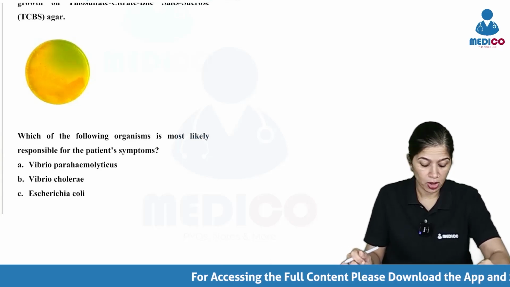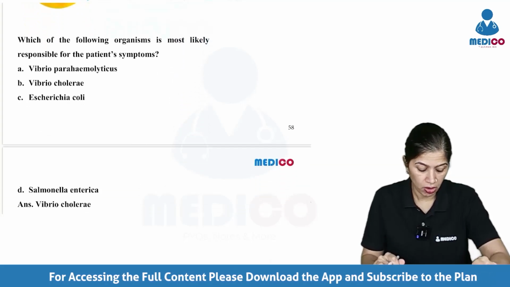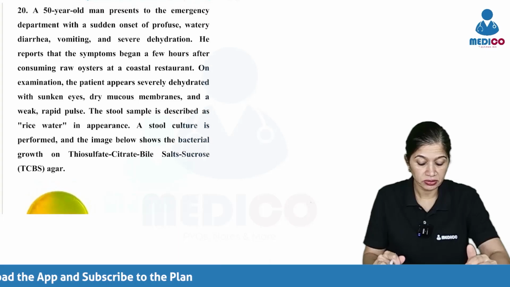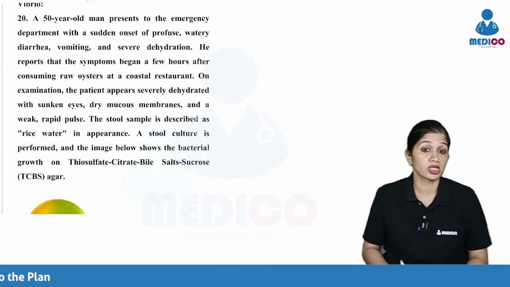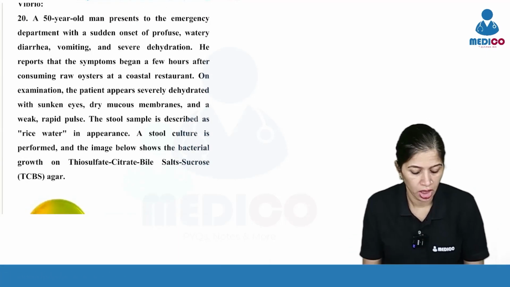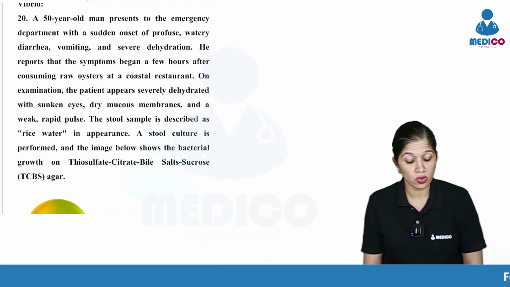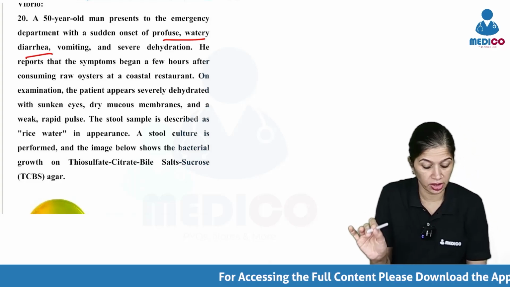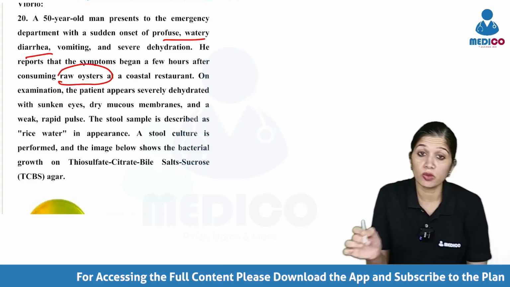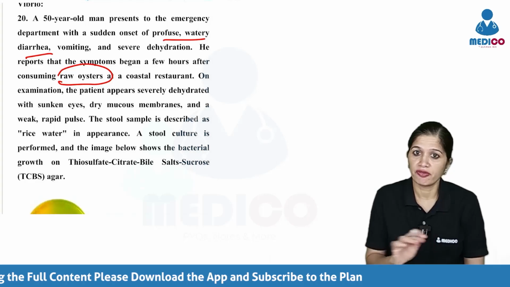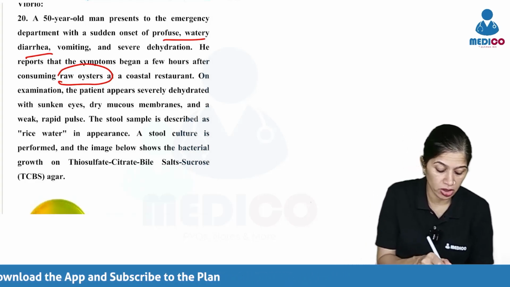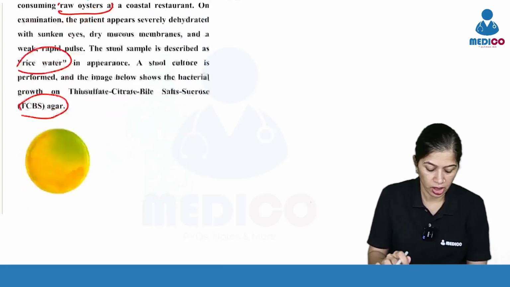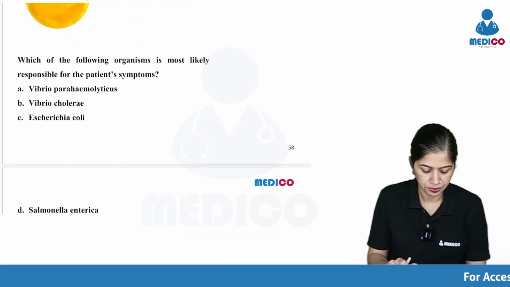Is it Vibrio parahaemolyticus, Vibrio cholerae, E. coli, or Salmonella enterica? The reason they've prolonged this question and given the options of two Vibrios is to create confusion, because the patient gives you a couple of points which can be confusing. One is he's got profuse watery diarrhea. He gives a history of consuming raw oysters, and he's definitely dehydrated, with a weak rapid pulse. He's got rice water stools, and it is growing on TCBS.